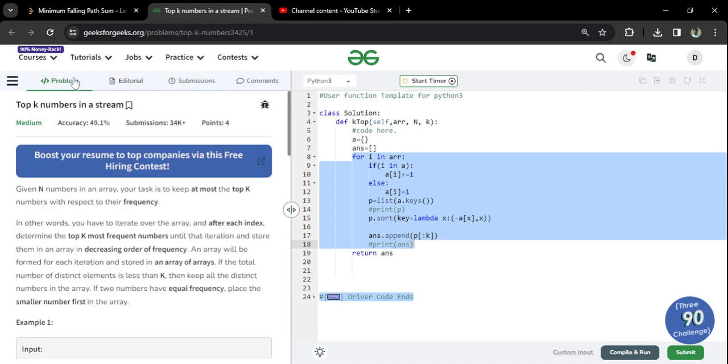So yeah, friends, that was all for today. I don't see any real life use of this particular question. They are simply testing your skills to deal with the frequency part, and how to manipulate it in each iteration.